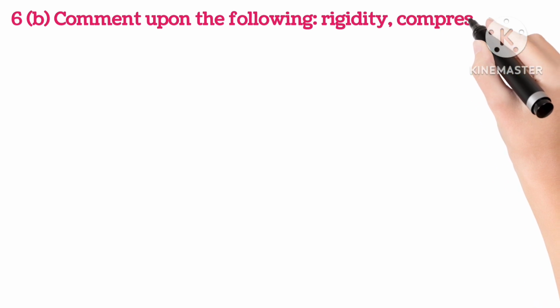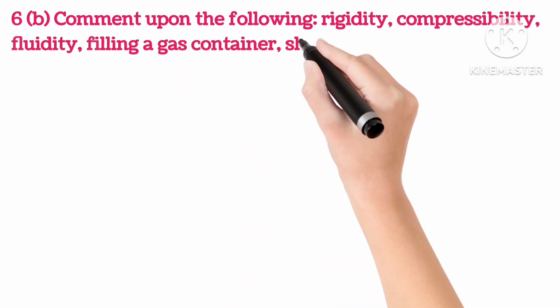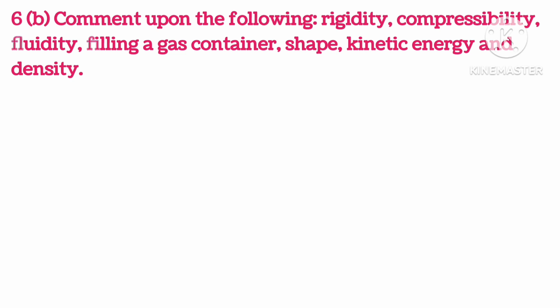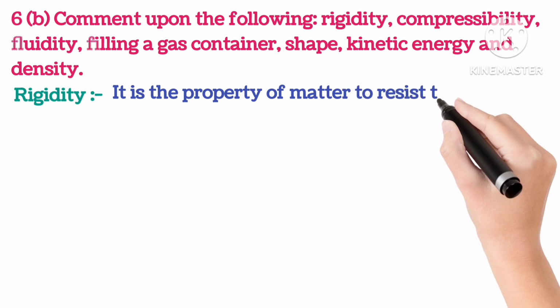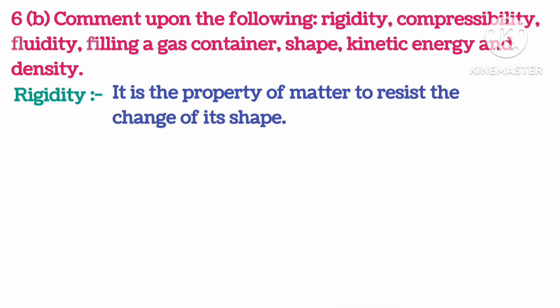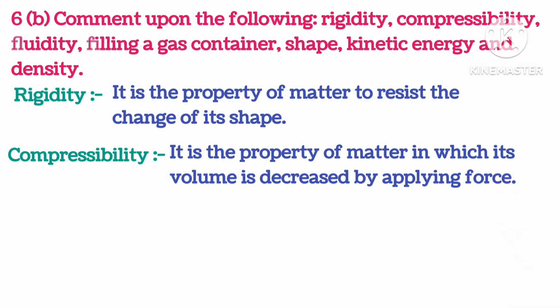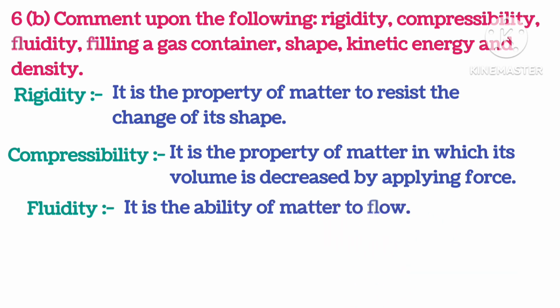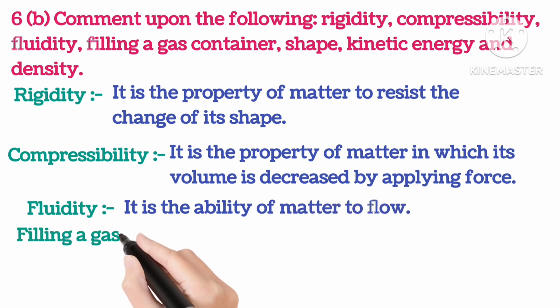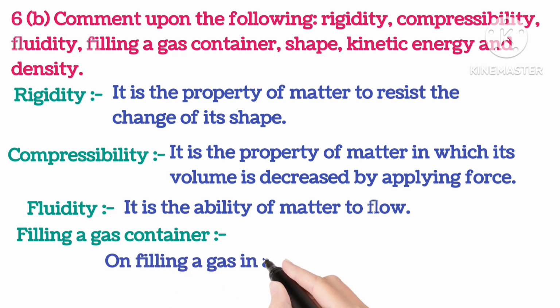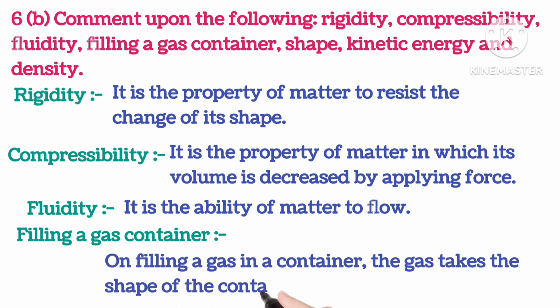Comment upon the following: rigidity, compressibility, fluidity, filling a gas container, shape, kinetic energy and density. First, rigidity. It is the property of matter to resist the change of its shape. Compressibility. It is the property of matter in which its volume is decreased by applying force. Fluidity. It is the ability of matter to flow. Filling a gas container. On filling a gas in a container, the gas takes the shape of the container.